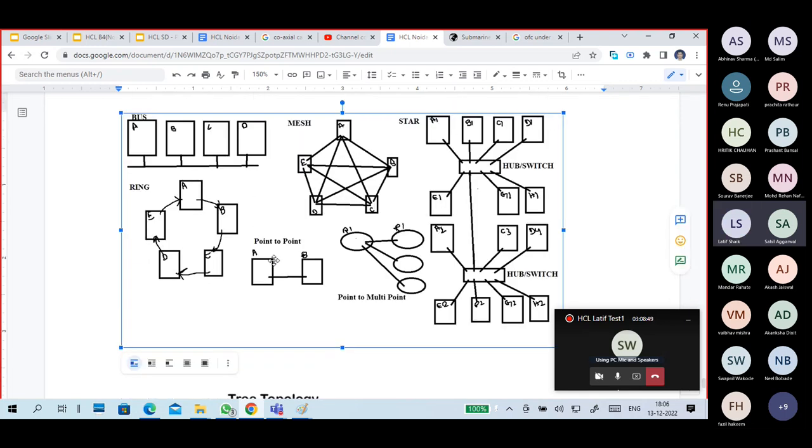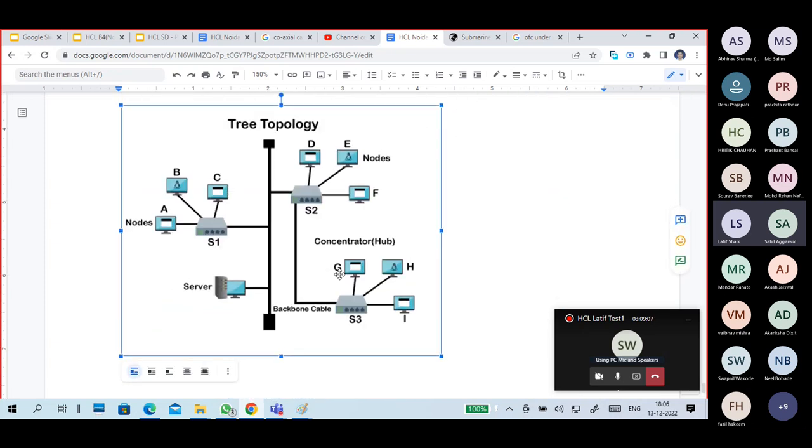Okay, we are all using star topology because it is easy to scale also. Not only is it easy to configure, it is easy to maintain, easy to troubleshoot, and easy to scale. We are able to connect a number of devices. That's the main point in these topologies.